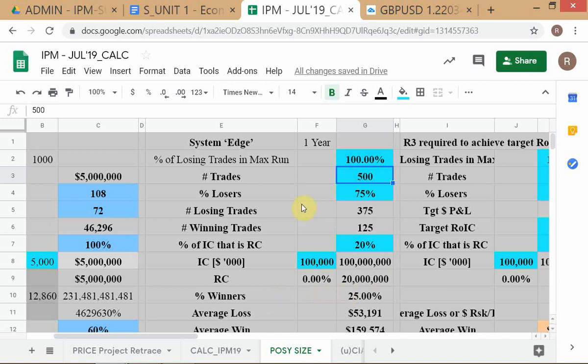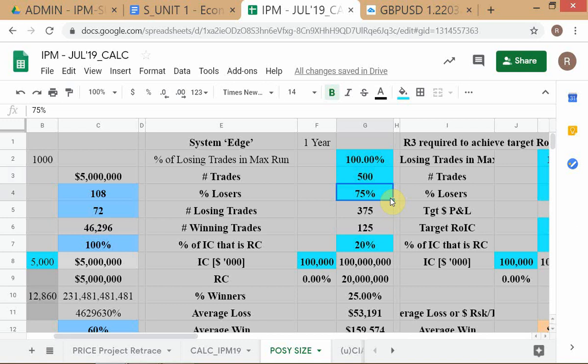What are we doing? Number of trades, we are saying, is going to be 500 trades. We are going to be doing 500 trades, okay? At any point of time, if you don't follow, please ask. 250 trading days, 2 trades per day, 500 trades. Now we are projecting 75% losers, because we want to show you a very conservative approach.